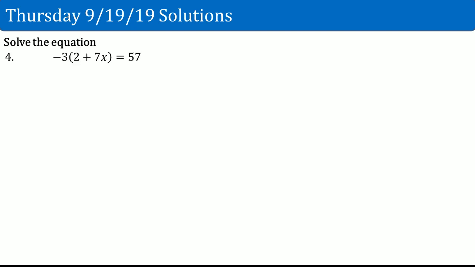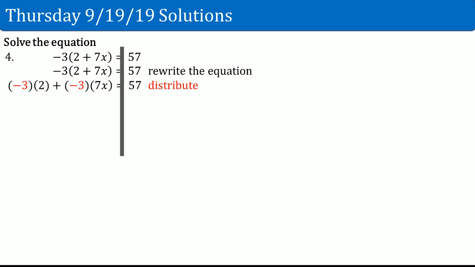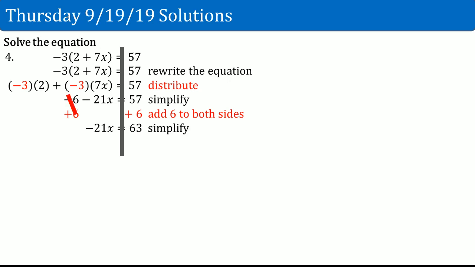Number 4. Rewrite the equation and draw a line straight down is always the first step. We see a parentheses, therefore we have to distribute. Negative 3 times 2 is negative 6. And negative 3 times 7x is negative 21x. Okay. There's no like terms, and there are no extra variables, so we start getting x alone. I see a negative 6 on the left-hand side, so I'm going to add 6 to both sides. Negative 6 plus 6 cancels out. Bring down the negative 21x on my left-hand side. 57 plus 6 is 63.